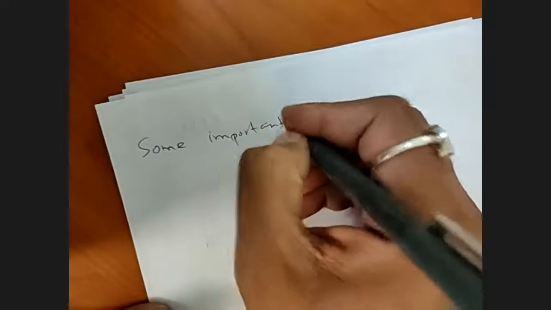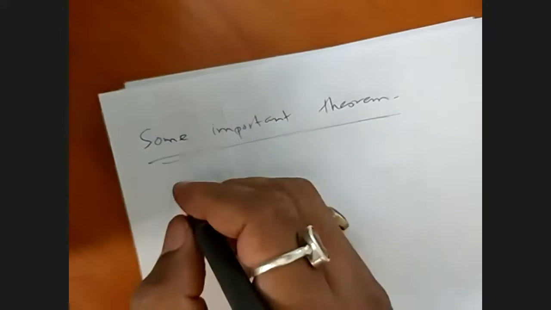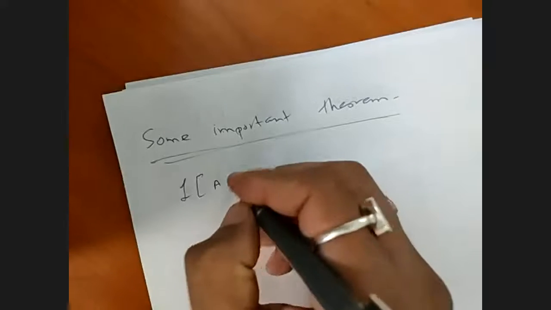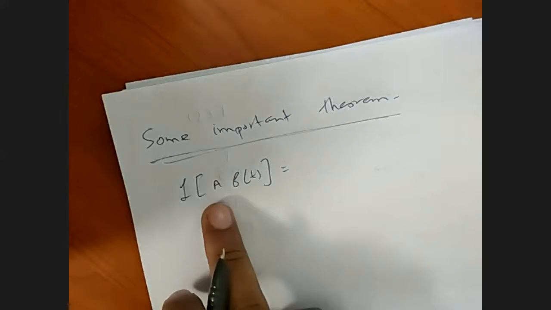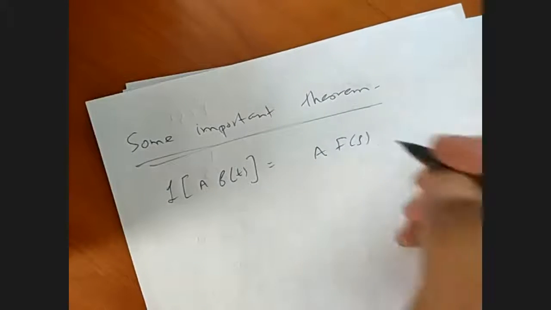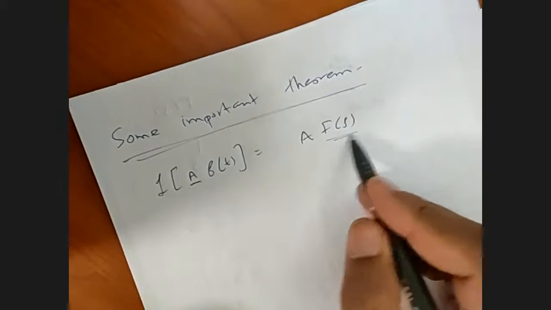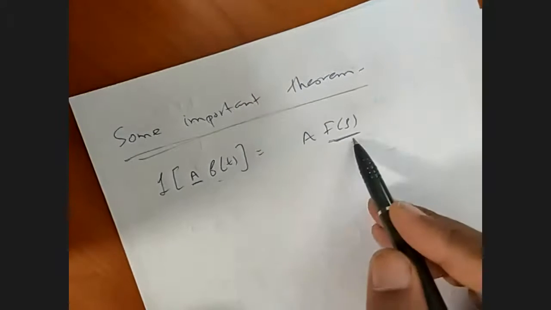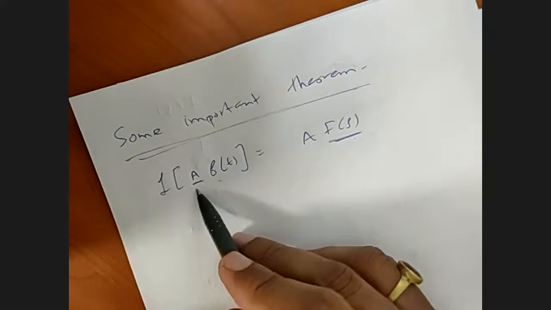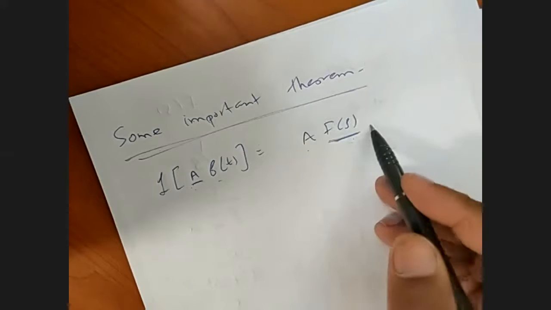तो जनरली we have some theorems. लाप्लास की कुछ इंपॉर्टेंट थ्योरम जो जनरली हमारे काम आ जाएगी. That is Laplace transform of any function a into ft. That means a is a constant, so it is simply a into fs. So constant will not affect the answer of Laplace transform. So if it is multiplied by any constant, the result is also multiplied by the constant.